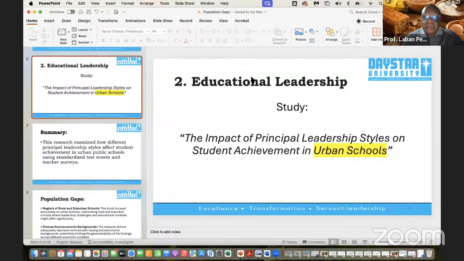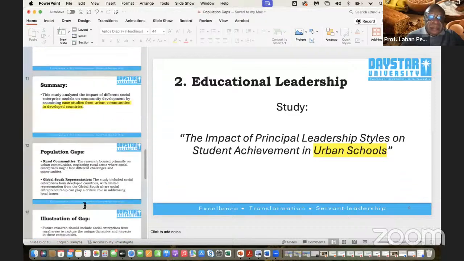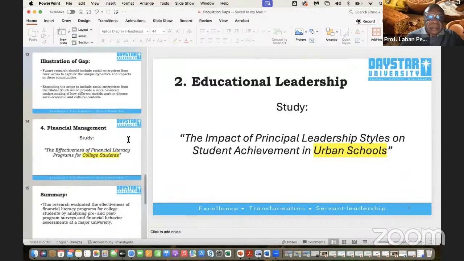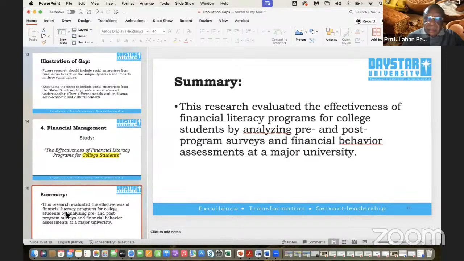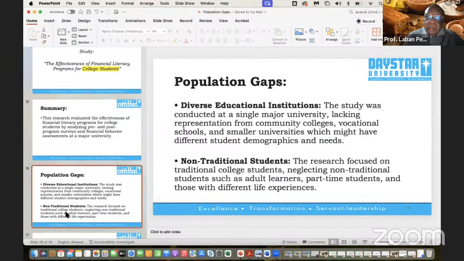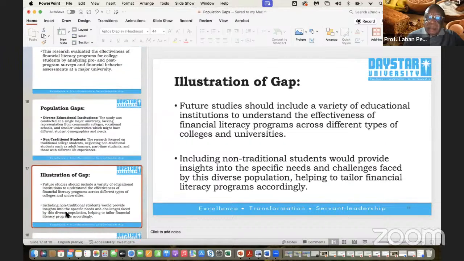Yeah, thank you for the opportunity. From what I've gleaned, let me use the example of the effectiveness of financial literacy programs. From the suggestion, the population gap of the study is lacking representation from communities, colleges, vocational schools, and all that. I think other examples are the same. I believe that it's the necessity to expand the scope.